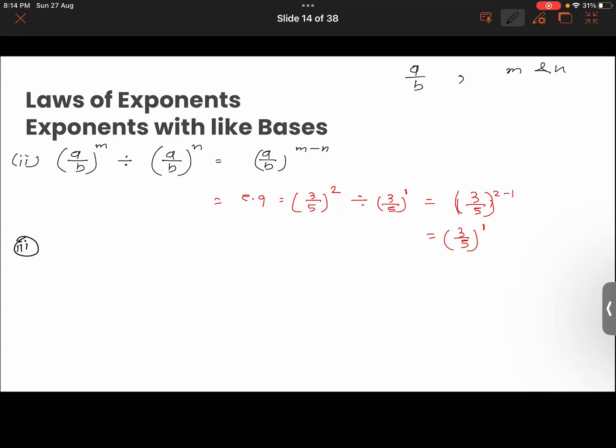Then move on to the third law. So suppose you had the rational number a upon b, you are raising it to the power m first. And then again you raise it next time but to the power n here. m will get multiplied by n. Exactly. So keeping the base same, you will multiply the exponents.